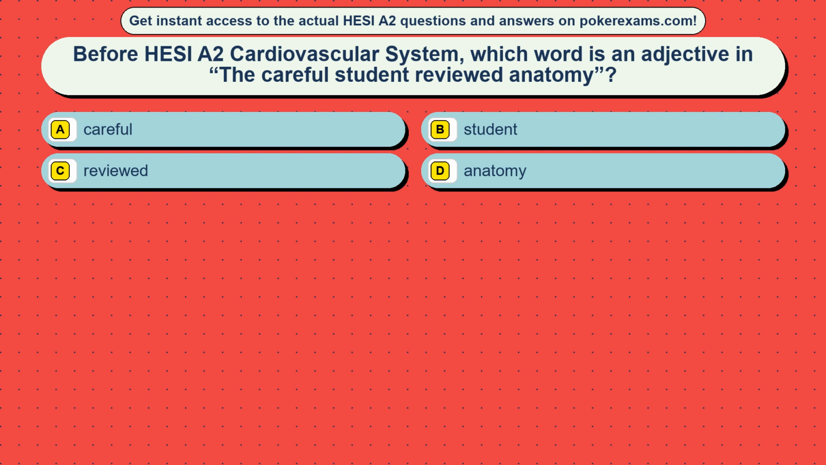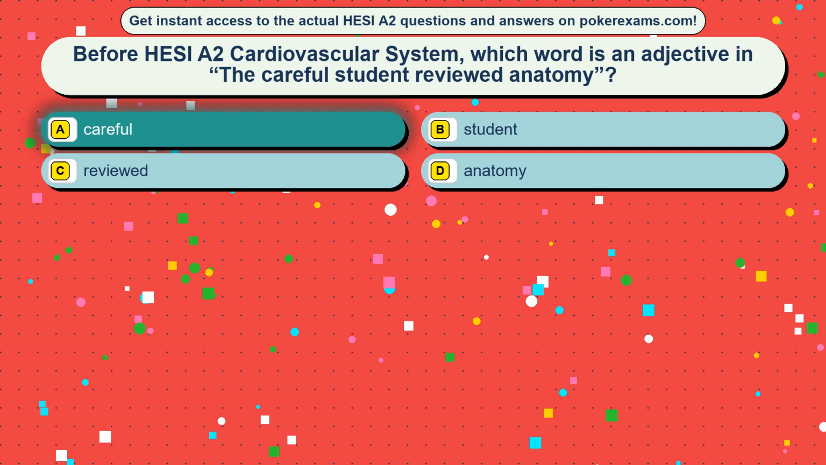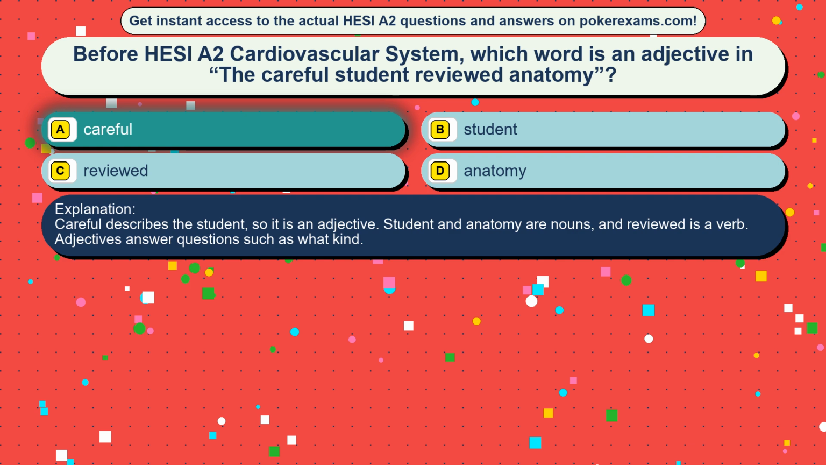Question 5. Before HESI A2 cardiovascular system, which word is an adjective in "the careful student reviewed anatomy"? Option A, careful; option B, student; option C, reviewed; option D, the anatomy. The correct answer is option A, careful. Careful describes the student, so it is an adjective. Student and anatomy are nouns, and reviewed is a verb. Adjectives answer questions such as what kind.